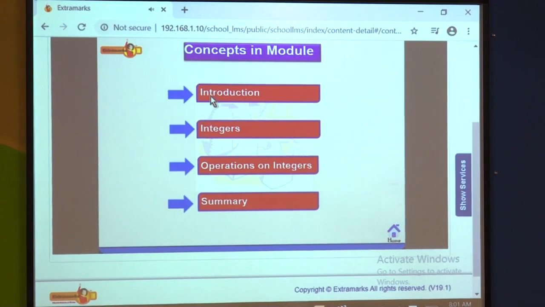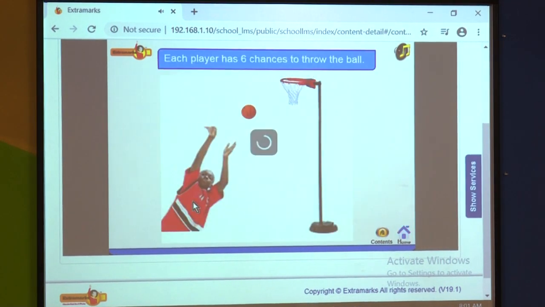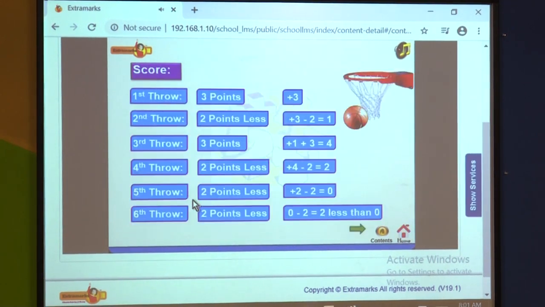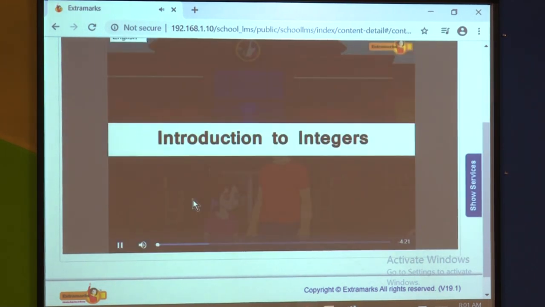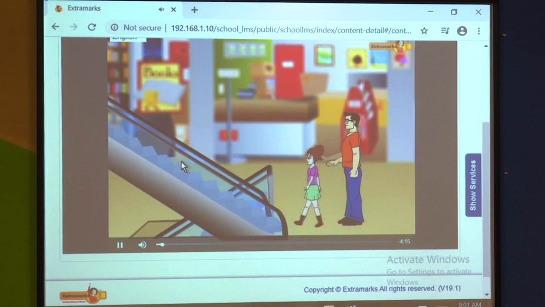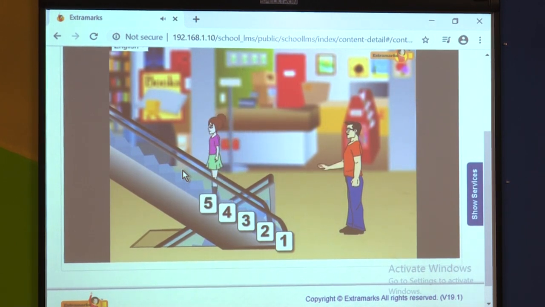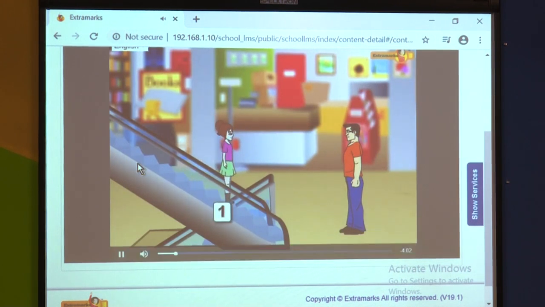In this module, let us observe one basketball game being played between each player. On the first throw, now Daniel will throw. Let us see the final score. Introduction to integers. One, 2, 3, 4, 5. Kathy, come downstairs. Okay, father. 1, 2, 3, 4.